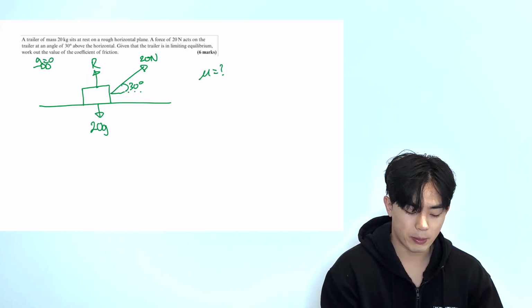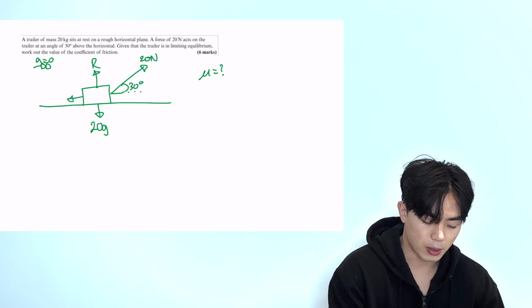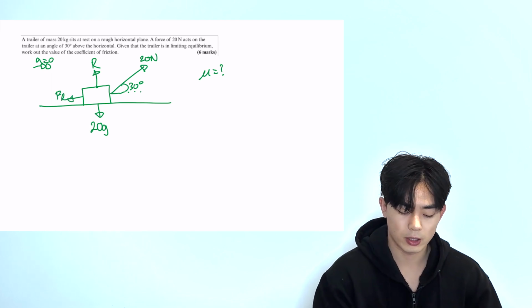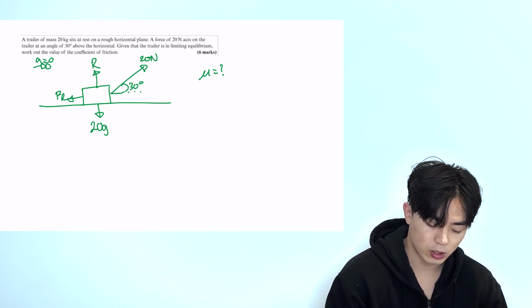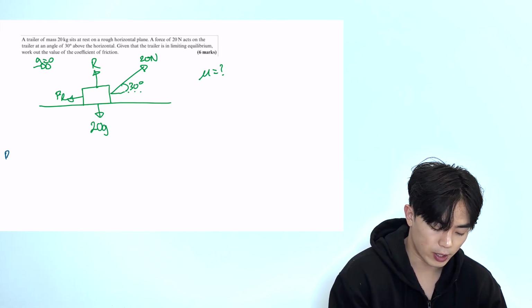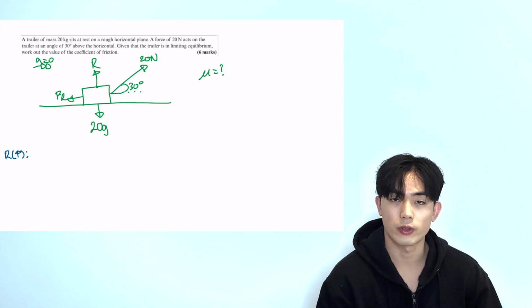If it's pulling to the right, it means that friction must be to the left, right? Because that's going to be opposing that motion, which is going to the right. So we're trying to find the friction. So first things first, we need to resolve vertically and horizontally. So let's start off with vertically.